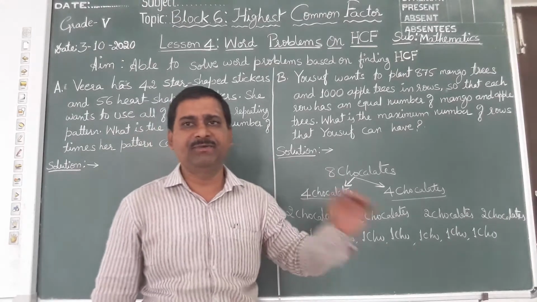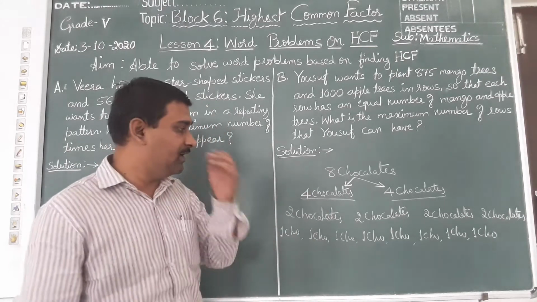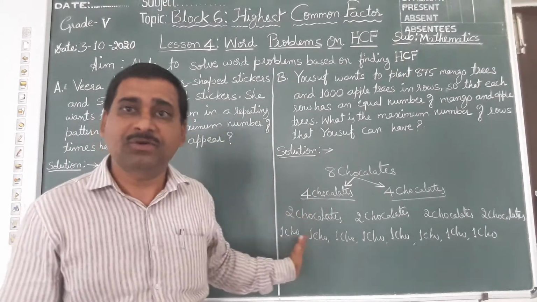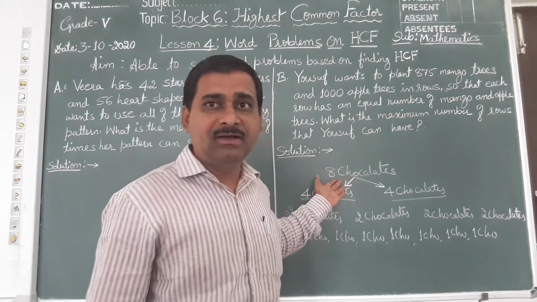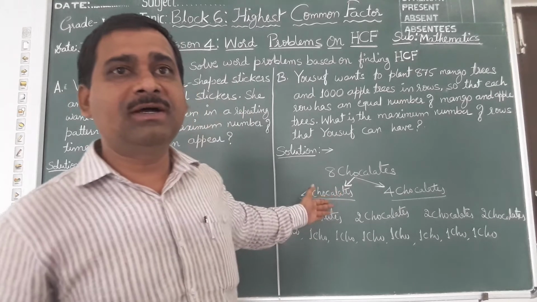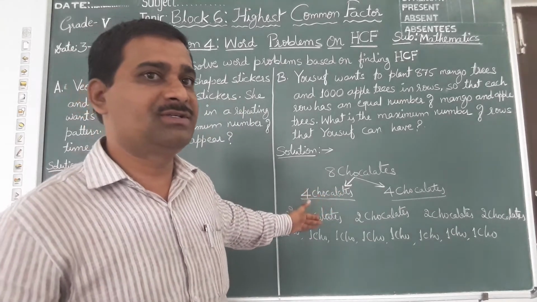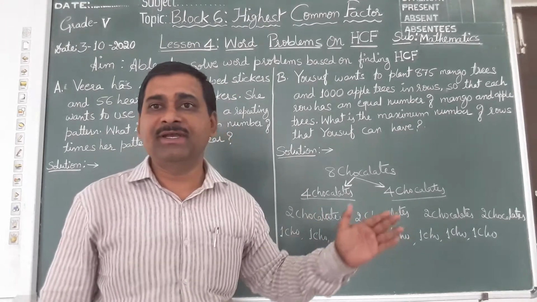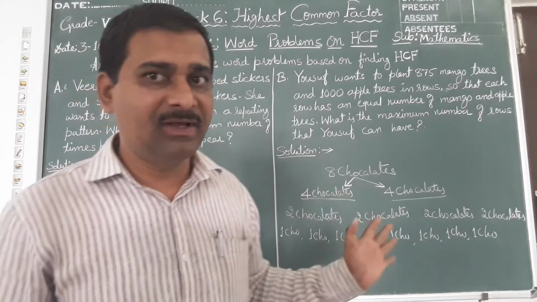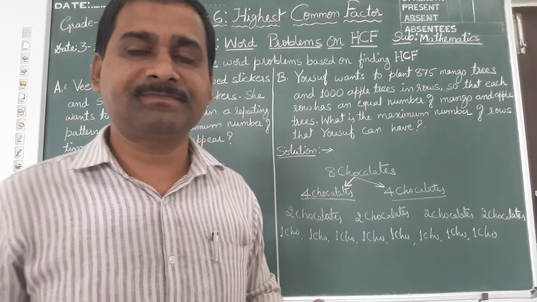You are distributing equally. So you should know different combinations of the groups. When a number is given, you should know what are all the various combinations in which you can distribute them. That you must know, children.